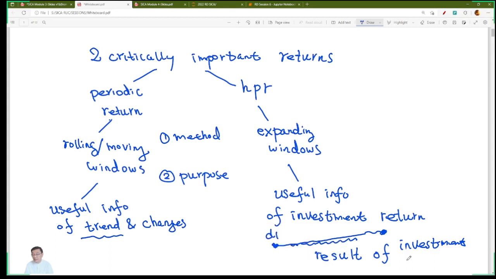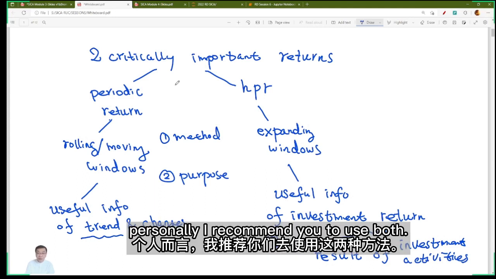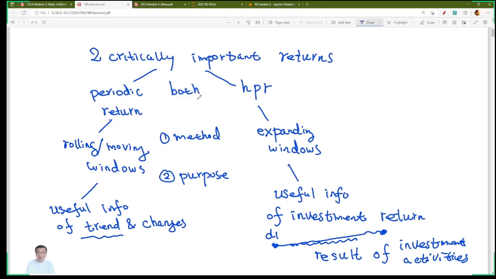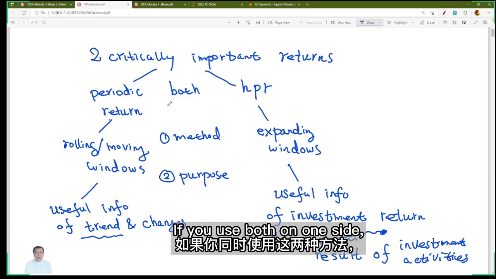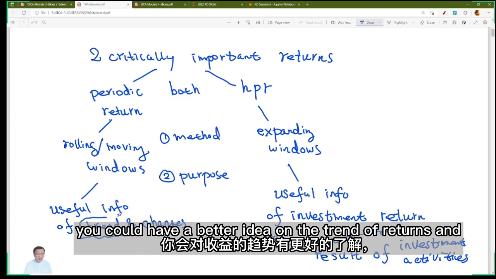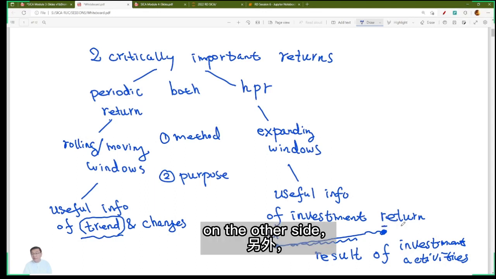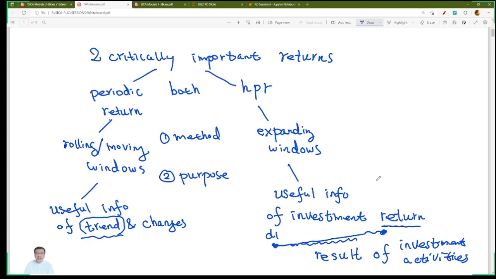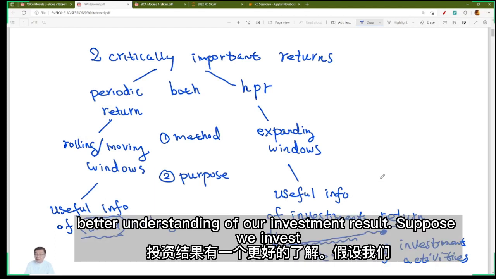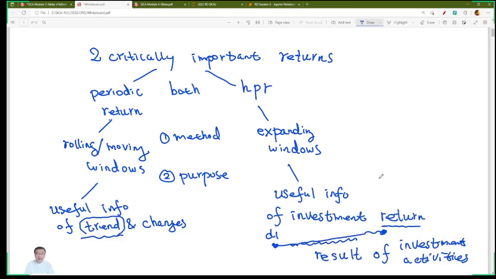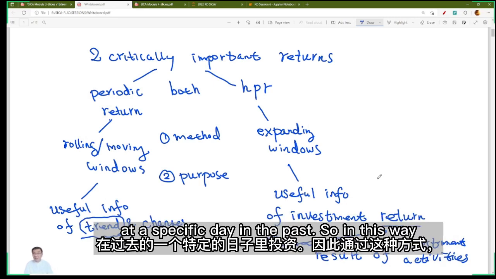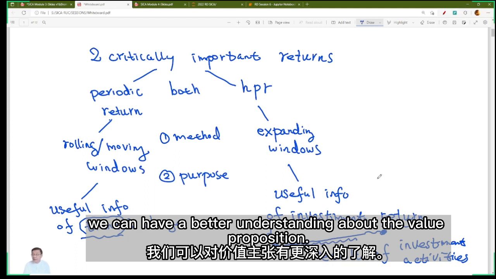Therefore, in this way, whenever we analyze return, personally, I recommend you to use both. If you use both, on one side, you could have a better idea on the trend of returns. And on the other side, you can have a better understanding of our investment results. Suppose we invest at a specific day in the past. In this way, we can have a better understanding about the value proposition.